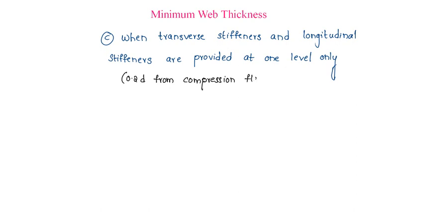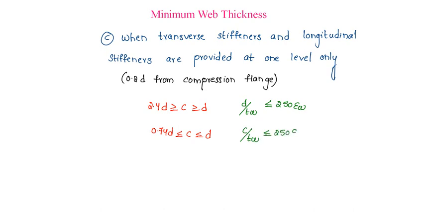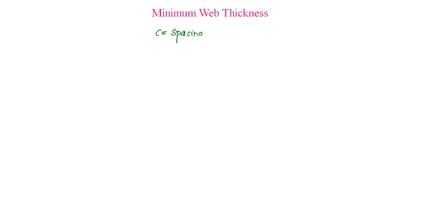Then our first case is when 2.4d is greater than or equal to c is greater than or equal to d, then d by tw should be less than or equal to 250 times epsilon w, and when c lies between 0.74d less than or equal to c less than or equal to d, then c by tw should be less than or equal to 250 times epsilon w, whereas when c is less than 0.74d, then d by tw should be less than or equal to 340 times epsilon w, where here d is the depth of the web and c is the spacing of transverse stiffeners.